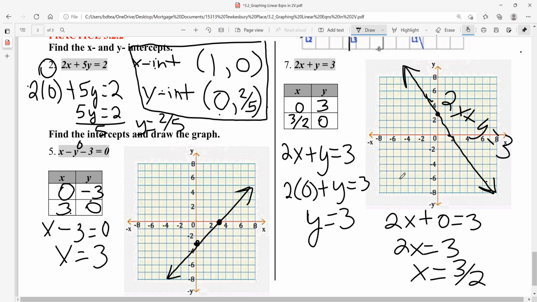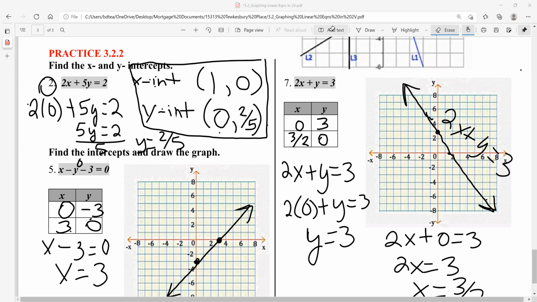And again, we haven't gotten to slopes yet, but look at this line, it's rising to the left. So when you have lines rising to the left, that means it's a negative slope. But what we're learning now is just about the intercepts. When you use the intercepts, x is 0 or y is 0, and then you solve for the corresponding variable, x or y.